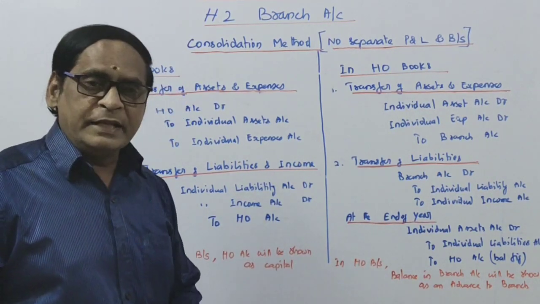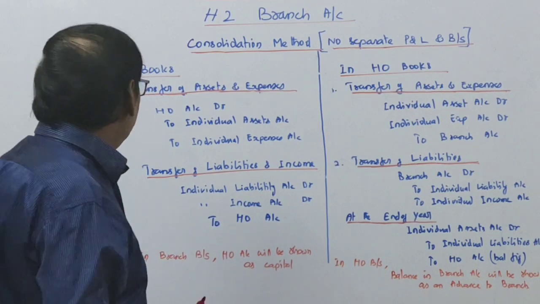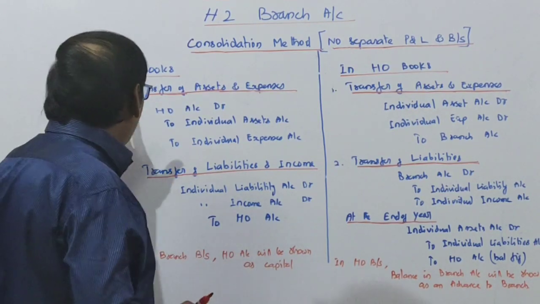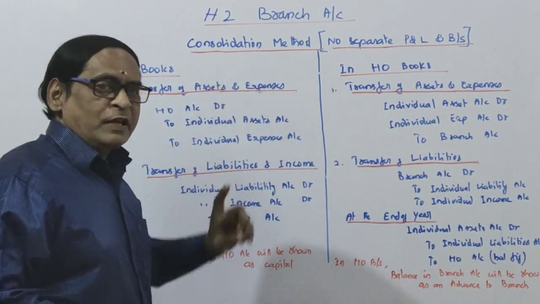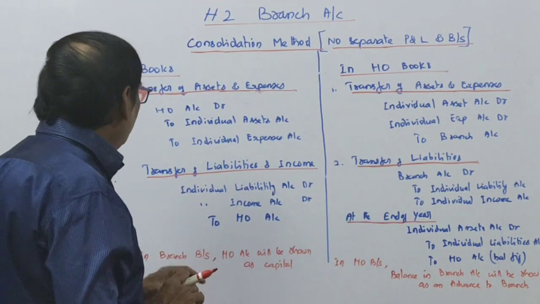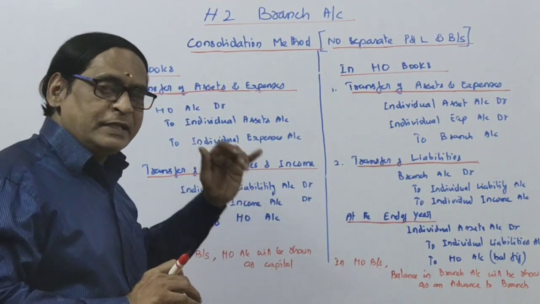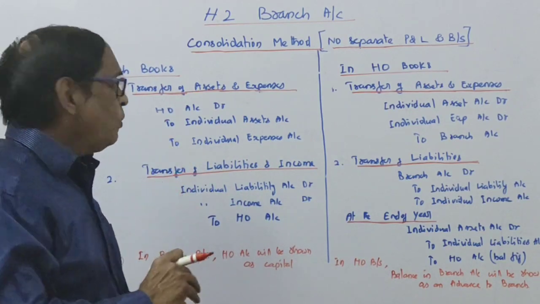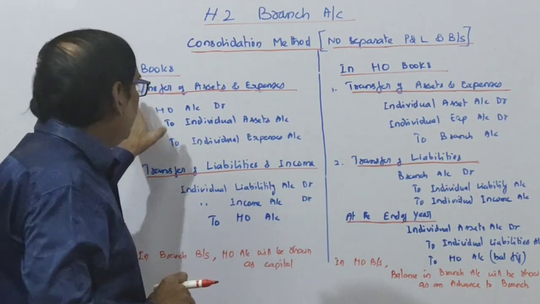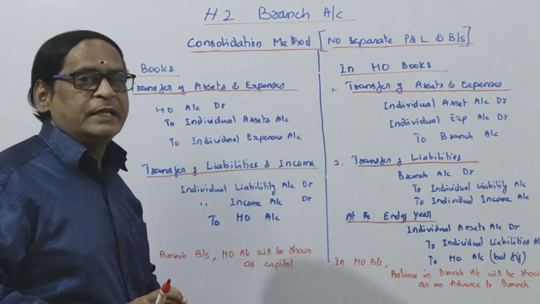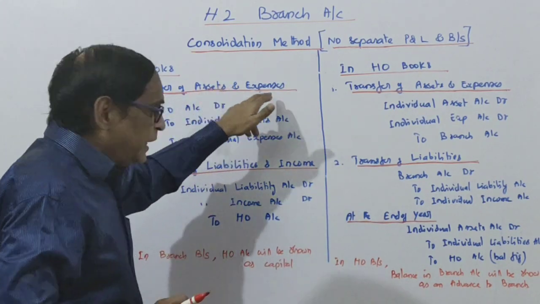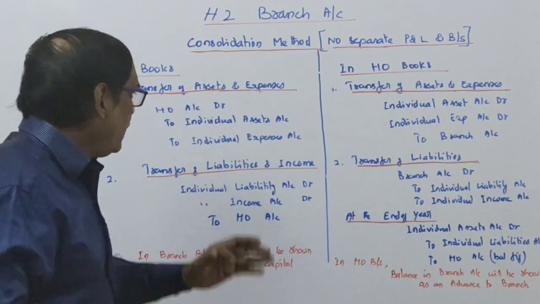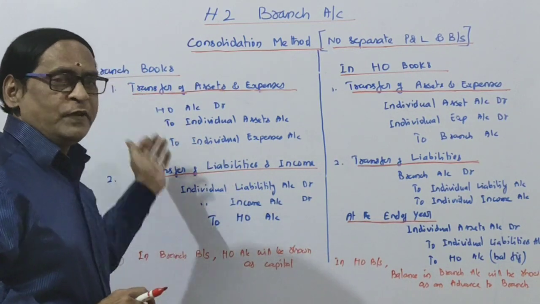In these circumstances, what will be the journal entries? Let me see one by one. In the books of branch, what will be the journal entries? First of all, we have to transfer all the assets and expenses and liabilities and incomes to the head office account. So, the first entry will be for the transfer of assets and expenses. All assets and expenses of a particular branch are to be transferred to the head office account.